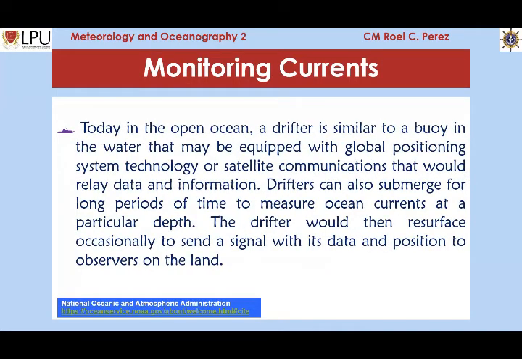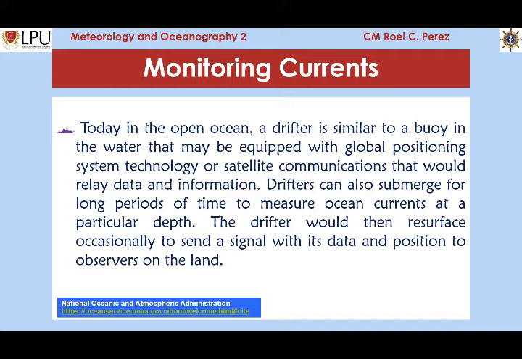Today in the open ocean, a drifter is similar to a buoy in the water that may be equipped with global positioning system technology or satellite communications that would relay data and information. Drifters can also submerge for long periods of time to measure ocean currents at a particular depth. The drifter would then resurface occasionally to send a signal with its data and position to observers on the land.